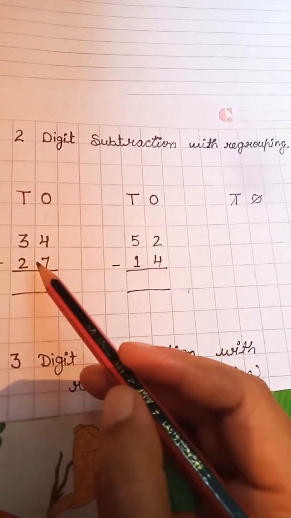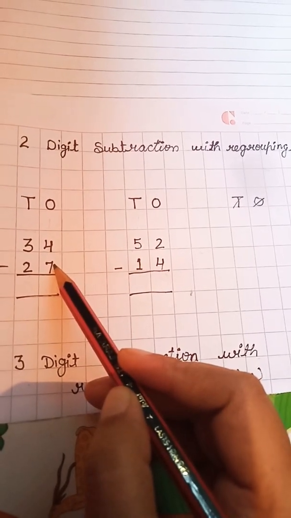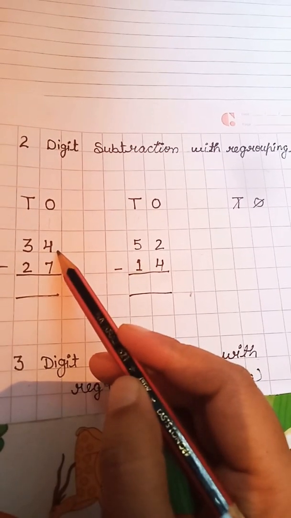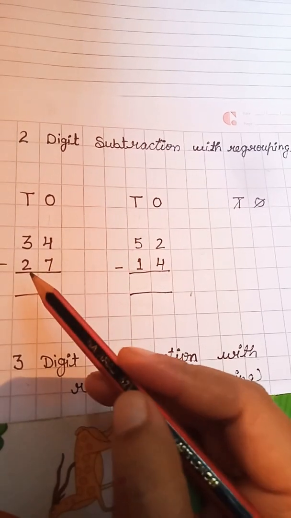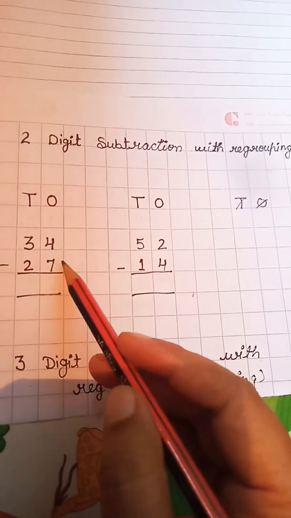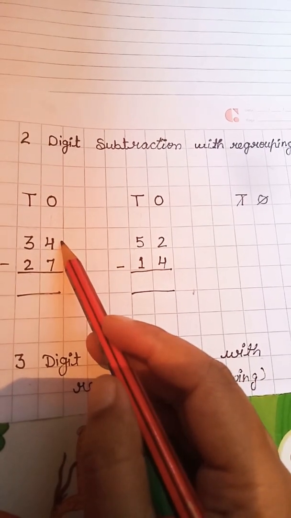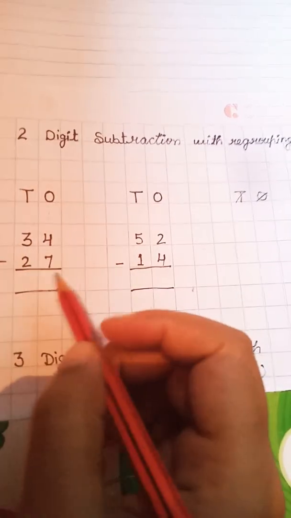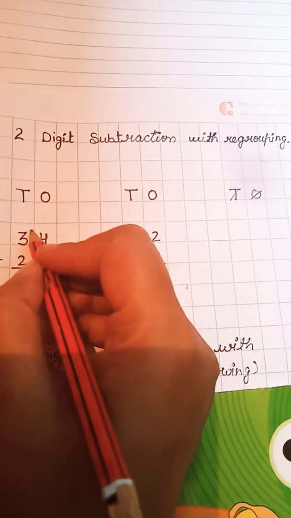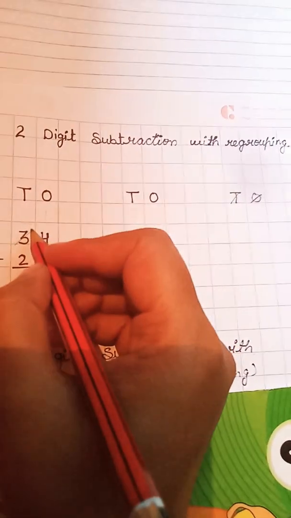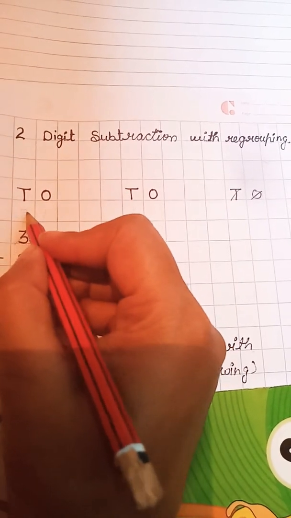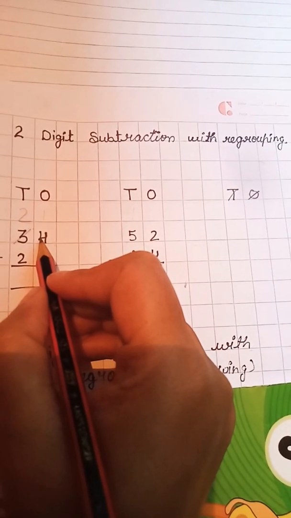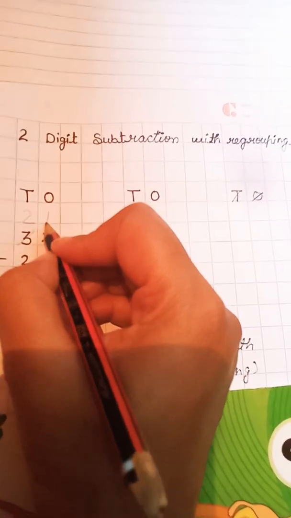Now, 7 ones from 4 ones. So, students, we cannot subtract 7 ones from 4 ones. So, we'll borrow 1 ten from the tens column. 3 tens minus 1 ten is equal to 2 tens. And 4 ones plus 1 ten is equal to 14.